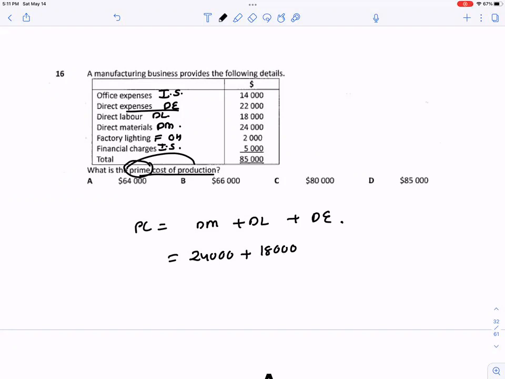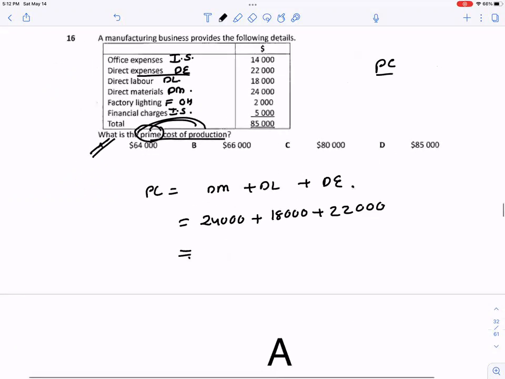It's D, isn't it? No, it's C. I think it's 80,000. This is direct material plus direct labor plus direct expenses. Are we supposed to add the factory lighting? That is factory overhead. Then yes, it is A, 64,000. They want the prime cost of production.